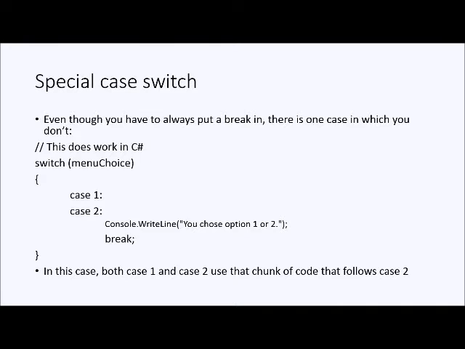There's a special case switch, in which case you don't have to put a break in it. This is the one case where you don't have to. And in this case, we just say case 1 and case 2. So both case 1 and case 2 are going to execute this code here, which says console write line, you choose option 1 or option 2. In C#, that's the only time where you don't have to write a break. And basically, think of it as flowing through to this line. So case 1 follows case 2, and we write line, choose option 1 or 2.